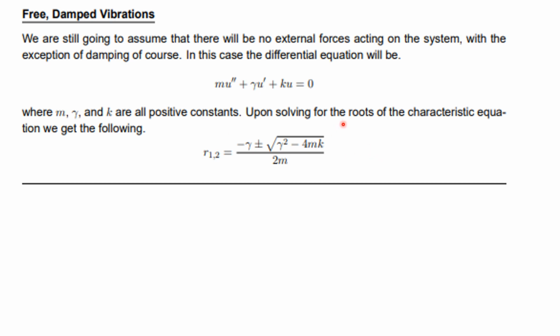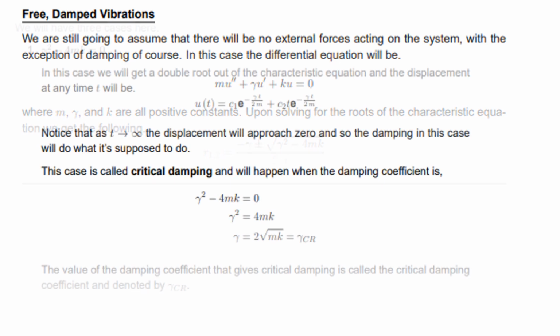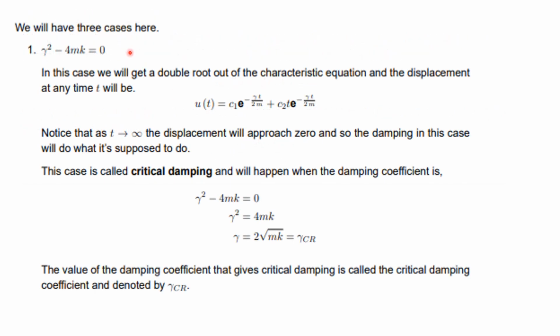Upon solving for the roots of the characteristic equation, you get that r1 and r2 are, respectively, (-gamma plus or minus the square root of gamma squared minus 4mk) all over 2m. Now there are three cases here depending on the value of the discriminant. It's either 0, bigger than 0, or less than 0. Let's look at the first case, where gamma squared minus 4mk, the discriminant, is equal to 0.